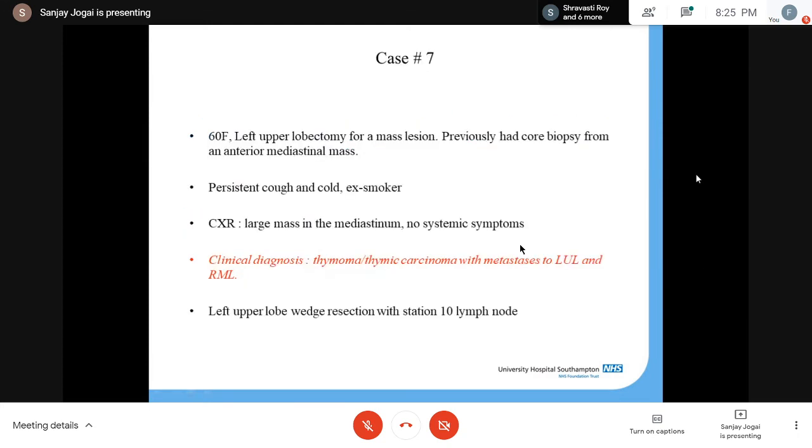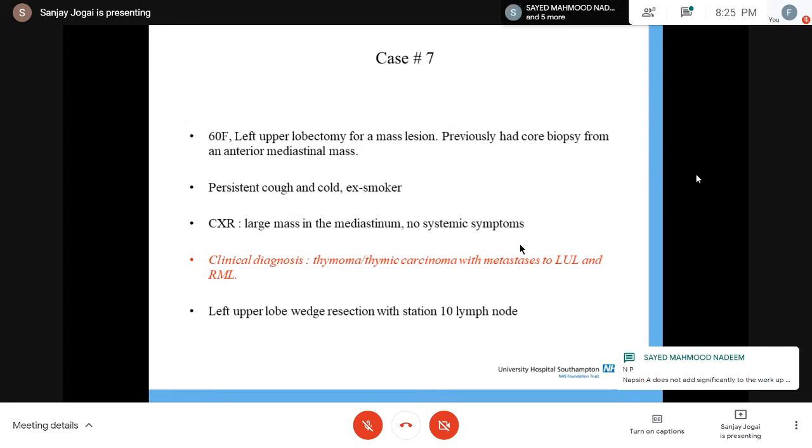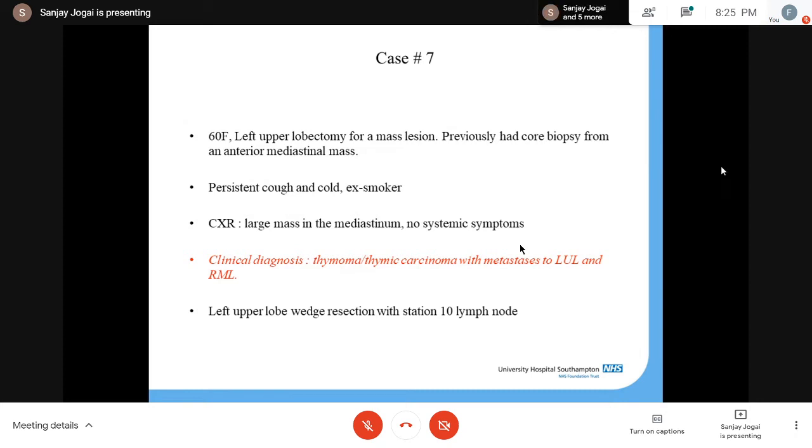Case number 7. This is another interesting one. So she was a 60-year-old lady who had a left upper lobectomy. The reason she had a lobectomy was she had a core biopsy, which was reported as something which I'll come to in a minute. On chest X-ray, she had a large mass in the mediastinum. Clinical diagnosis was, could this be thymoma? Could it be a carcinoma, thymic carcinoma, which had metastasized to the lung? So they did a left upper lobe wedge resection with station 10 lymph node taken out.